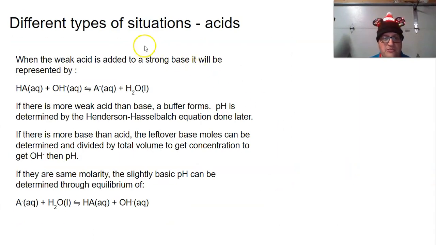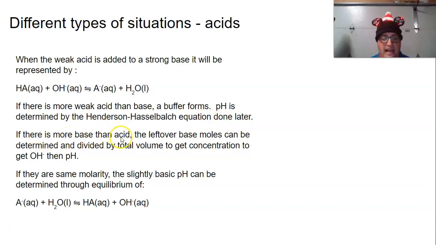Now, different types of situations. You have a weak acid added to a strong base, correct? So if there's more weak acid than base, you get what's called a buffer. A buffer is a solution that is able to withstand acids or bases being added without changing the pH much. The pH is determined by what's called the Henderson-Hasselbalch equation, done later. It comes up in 8.9 towards the end of the unit, so I'll leave it for there.